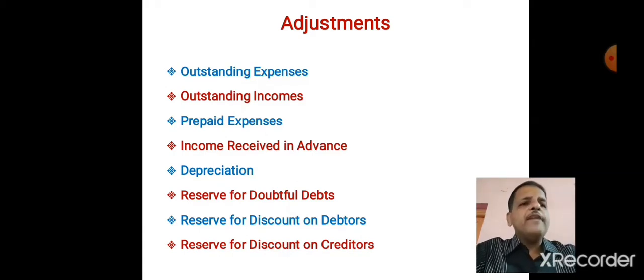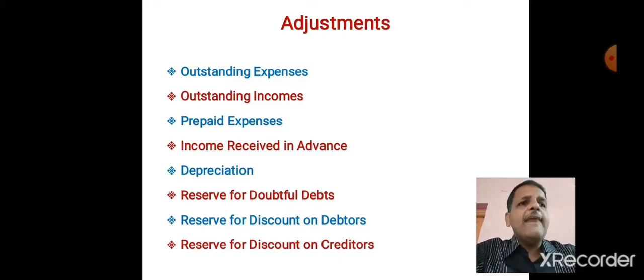Sometimes what happens, we receive income before earning. Now which effect do we have to give? We have to give first effect: deduct that income from the particular item on the credit side of either the trading account or the profit and loss account. Second is that we have to show it on the liability side of the balance sheet.